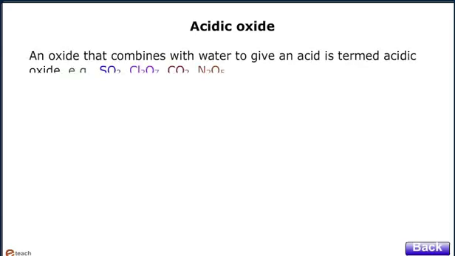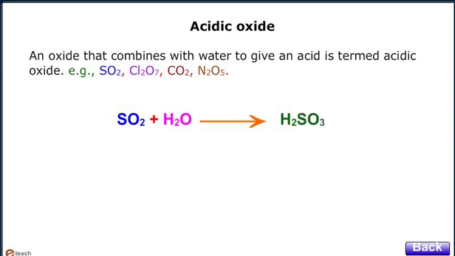Acidic oxide. An oxide that combines with water to give an acid is termed as acidic oxide. For example, SO2, Cl2O7, CO2, and N2O5. Consider the reaction SO2 plus H2O gives H2SO3.